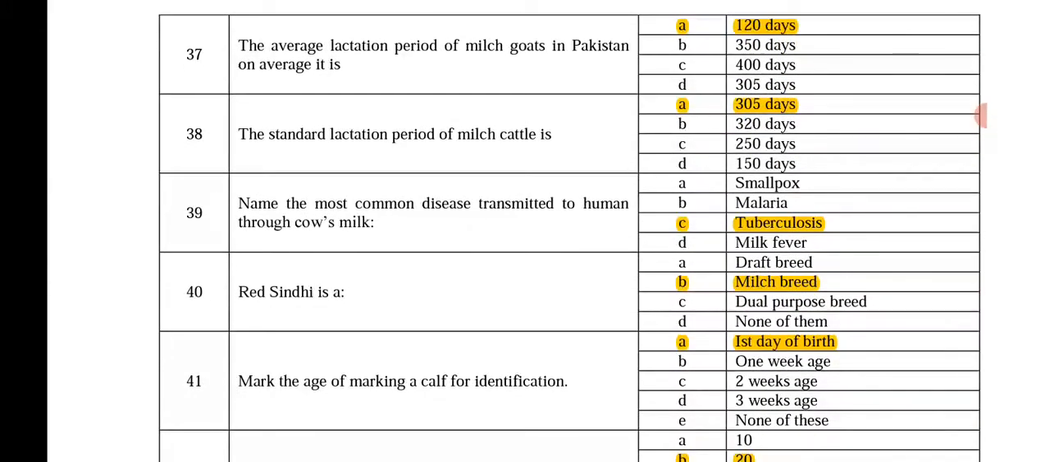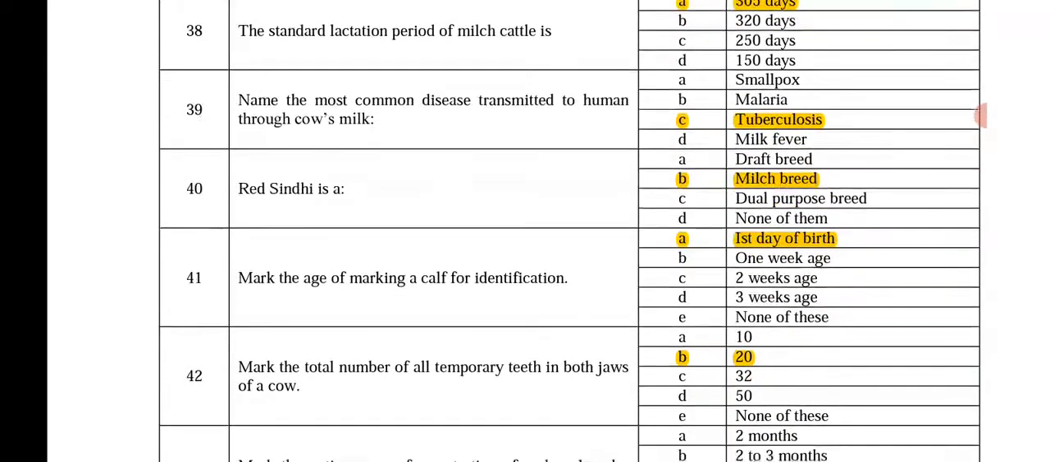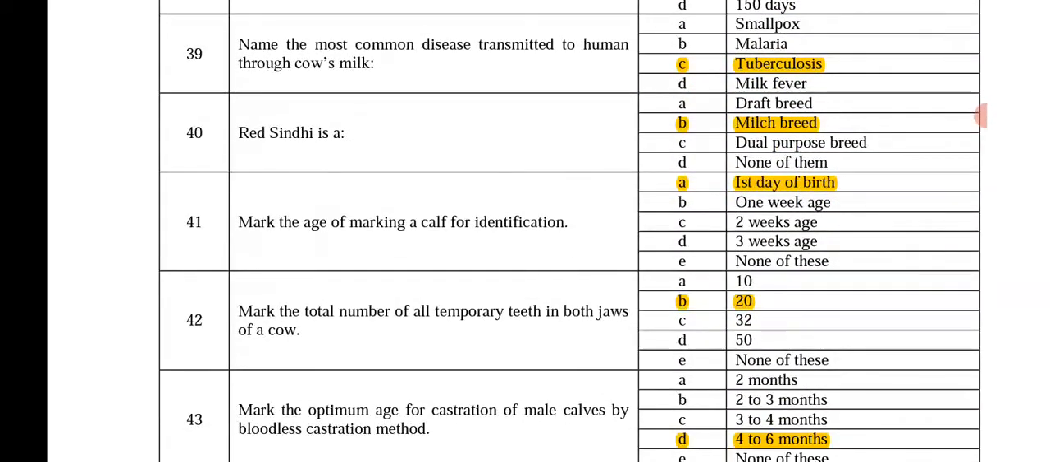Name the most common disease transmitted to human through cow's milk. Tuberculosis. Red Sindhi is a milch breed. Mark the age of marking a calf for identification: first day of birth. Mark the total number of all temporary teeth in both jaws of a cow: 20.